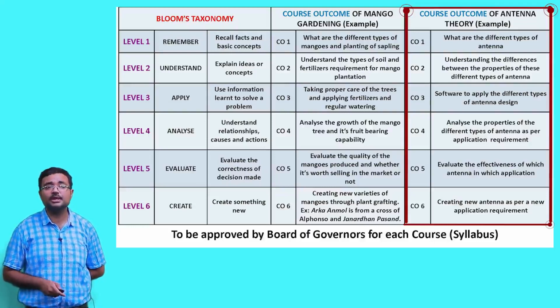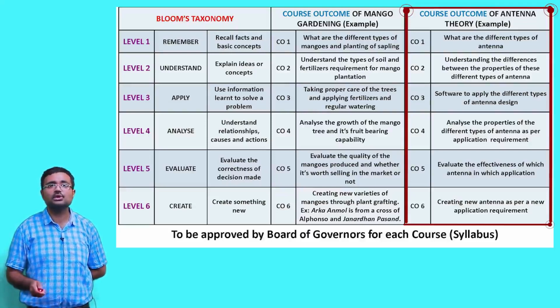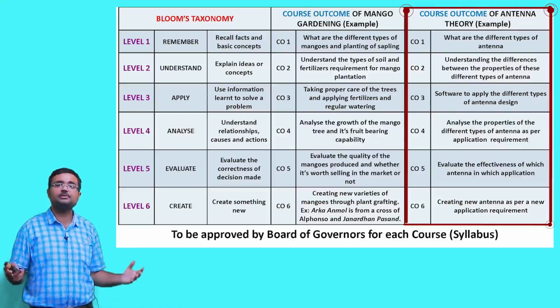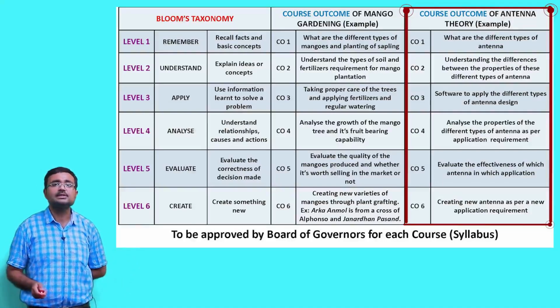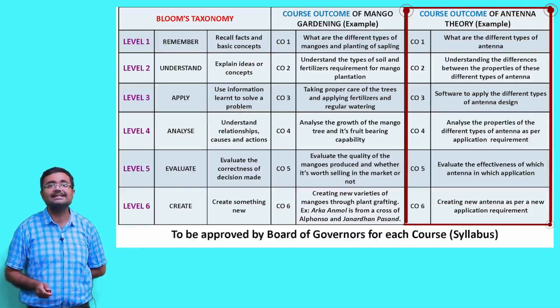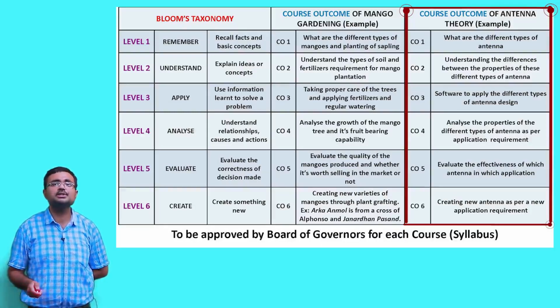CO3, course outcome 3, is about application if I follow Bloom's taxonomy. So, course outcome 3 can be to apply software for the different types of antenna design. There are different types of antenna designs, and the software to apply the same. CO4 is about analysis, understanding the relationships, causes and actions. So, what is that CO4 in antenna theory? Analyze the properties of the different types of antenna as per the application requirement.